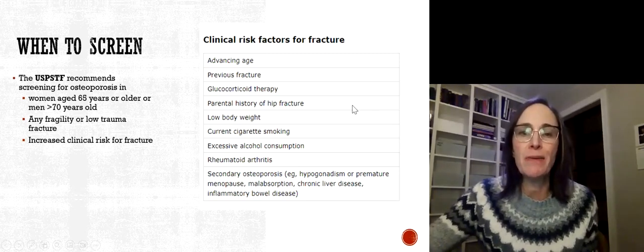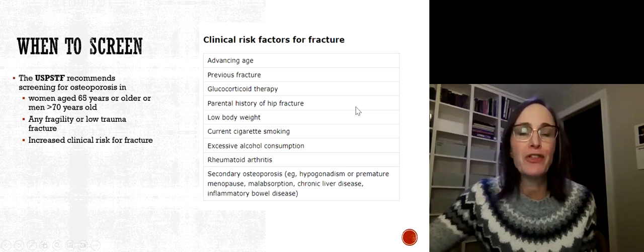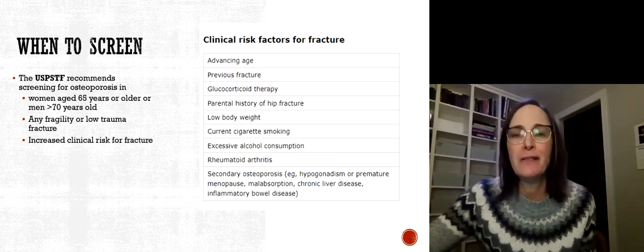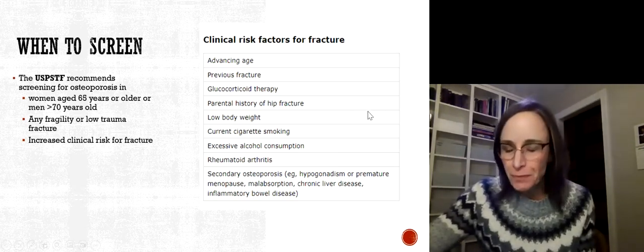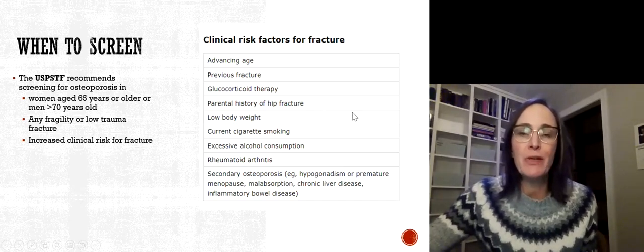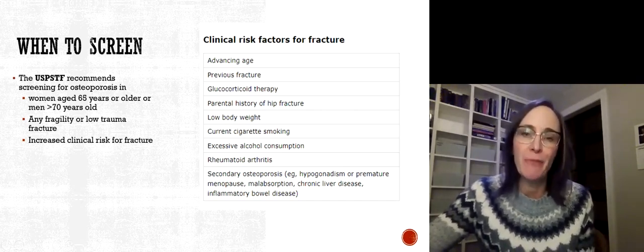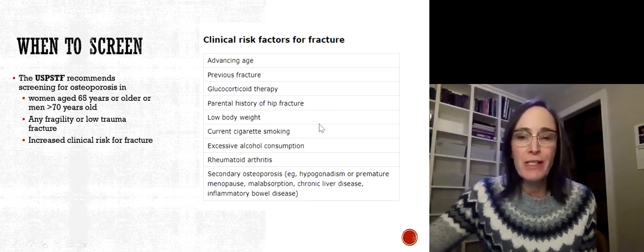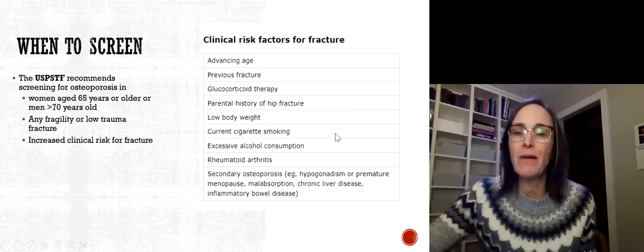So one of the questions I'll ask my patients is if their mother or father fractured a hip, and you have to clarify because sometimes they will say they fractured a hip when it really was just a hip replacement for other reasons. So that's something to think about. Patients with low body weight. So our BMIs in the low 20s, under 20, would be somebody that you would want to screen because heavier people have better bones. Current cigarette smoking is also a risk factor. Excessive alcohol consumption, typically we think anything more than 3 drinks per day.